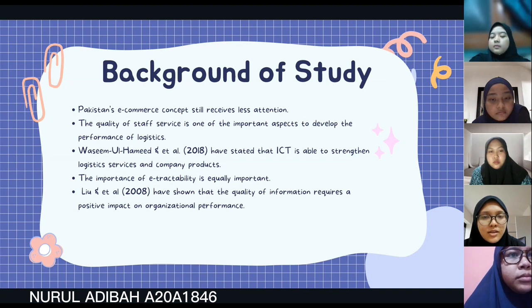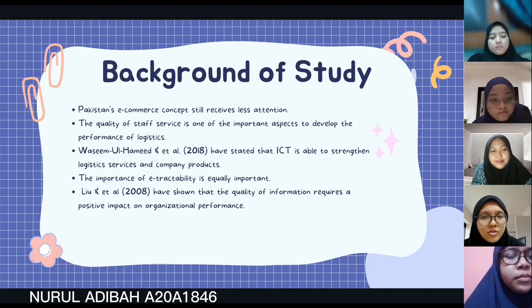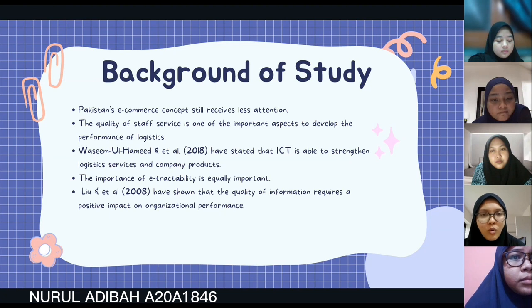They state that ICT is able to strengthen logistics service and company products, and also allows new forms of partnership between the various suppliers and the users. Other than that, we also realize the importance of e-traceability to the performance of the e-logistics industry. Lastly, Liu et al. have shown that the quality of information has a positive impact on organizational performance.